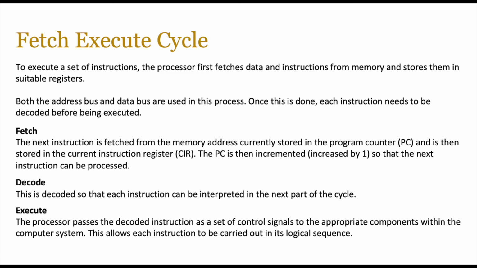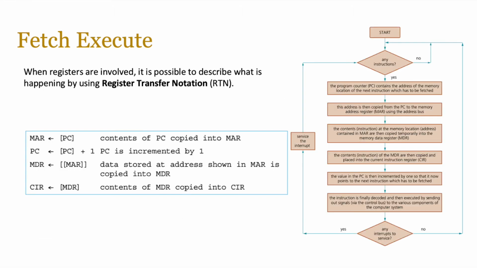Then you do decode. Whatever is in the current instruction register is decoded so that each instruction can be interpreted in the next part of the cycle, and then it's executed. The processor passes the decoded instruction as a set of control signals to the appropriate components within the computer system. This allows each instruction to be carried out in its logical sequence. So computers are basically sequential machines, and they process these sequential instructions so quickly that they give us the impression that they can handle multiple tasks simultaneously.